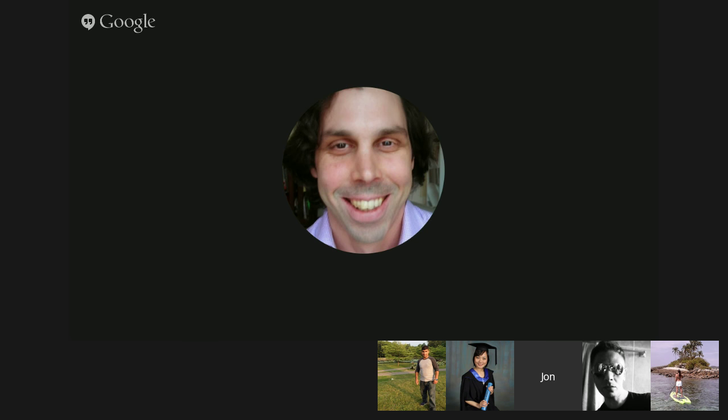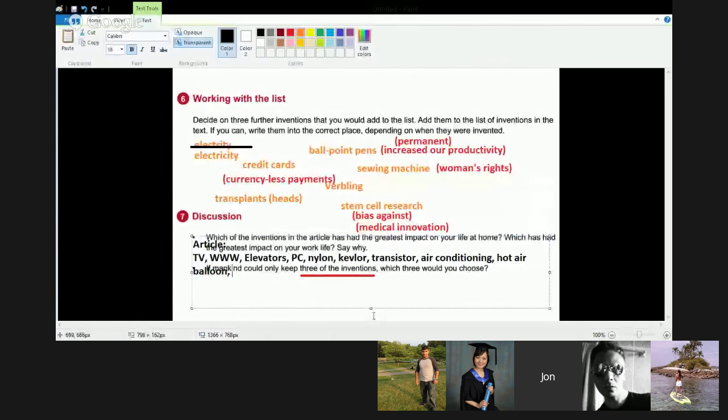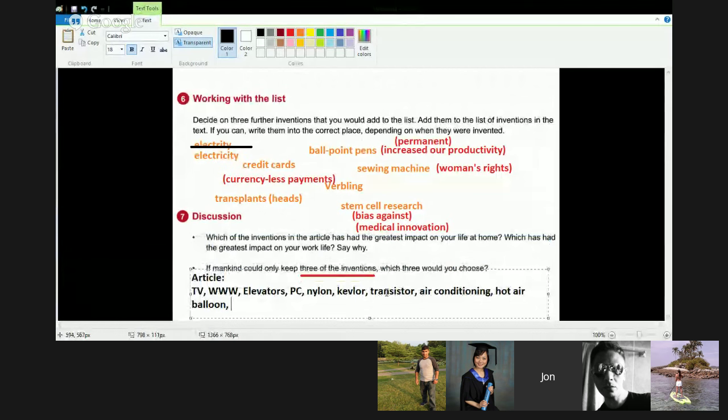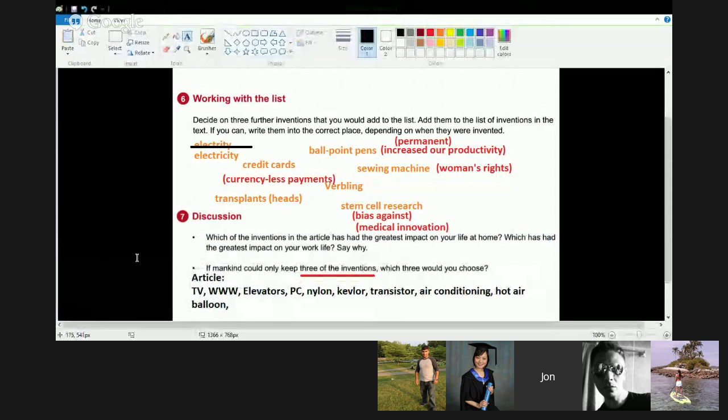Okay, Kevlar, comma. So I can move this down. Hot air balloon. What else did I miss? That's all, I think. Yeah. TV, web, hot air balloon, transistor. Okay, so those are some other choices down there. Sorry, I don't have a lot of space on the screen.